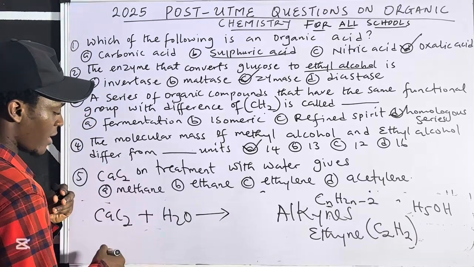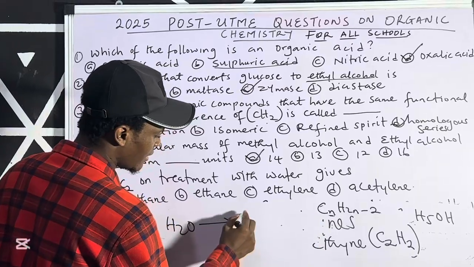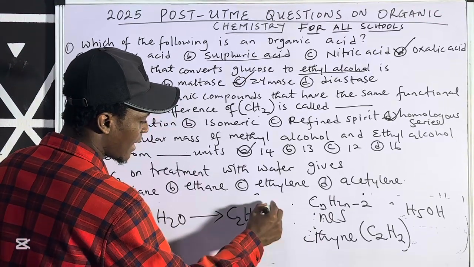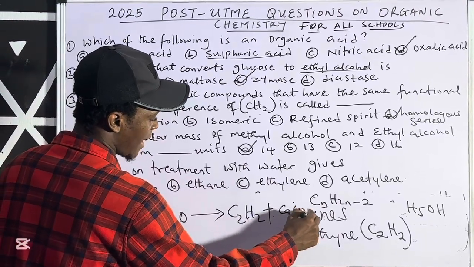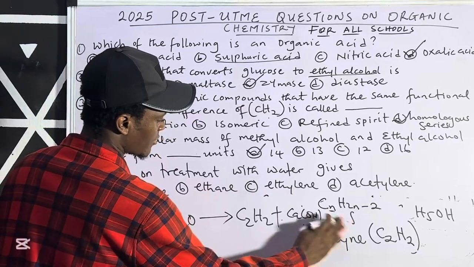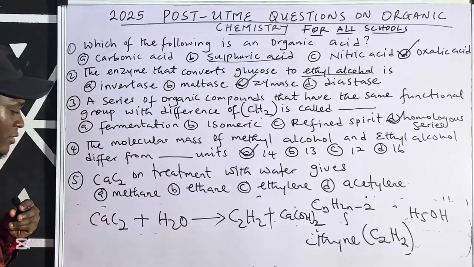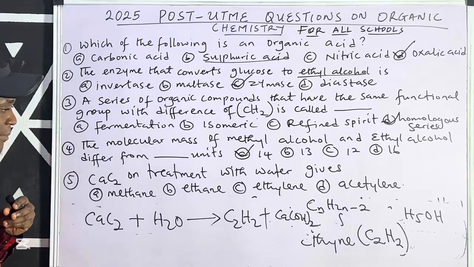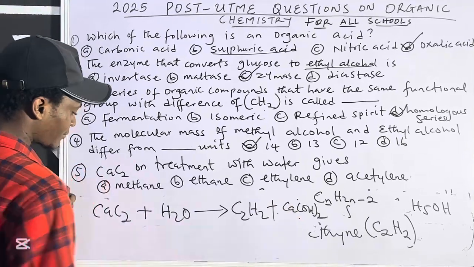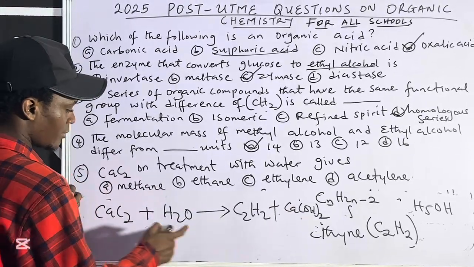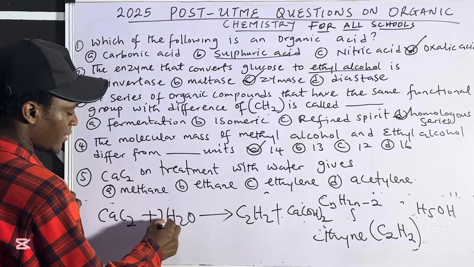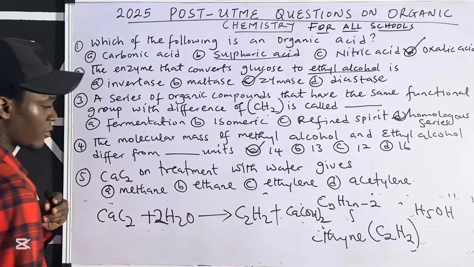When you do that, you are going to obtain the release of a gas, which is ethyne gas, and calcium hydroxide. This will be the product. All right, so let's see how we can balance the reaction. This is 1, 1, then C is 2, 2, then H will now be 4 over there. So when you put 2 here, everything becomes balanced.